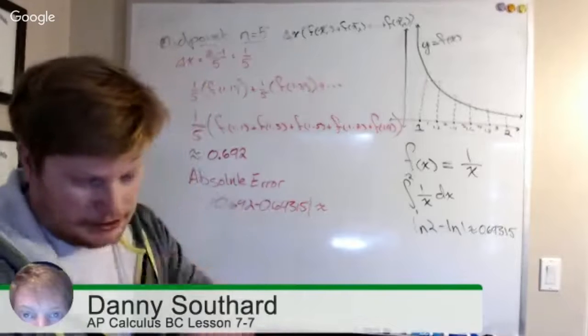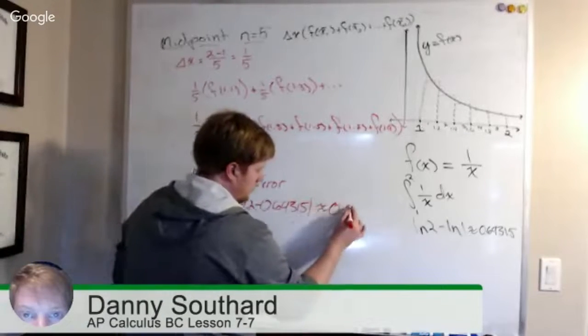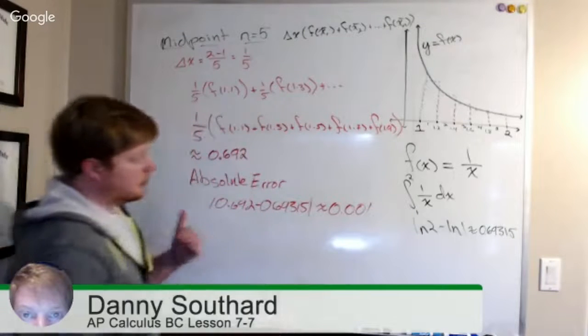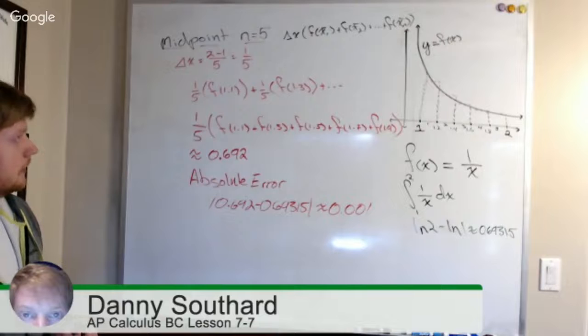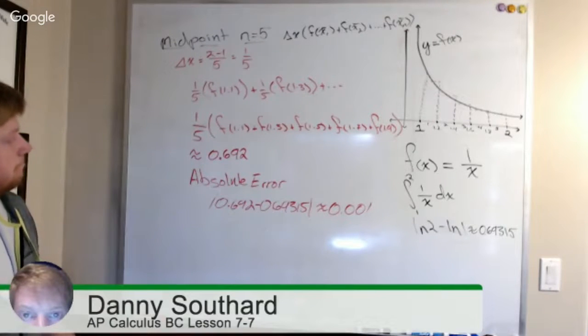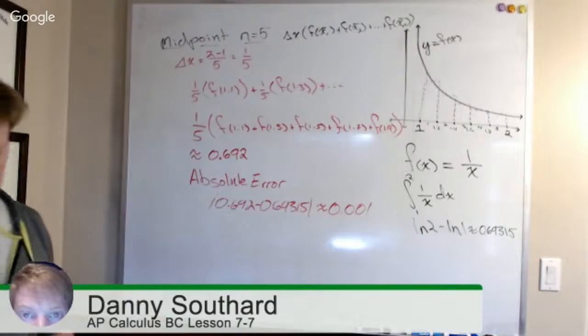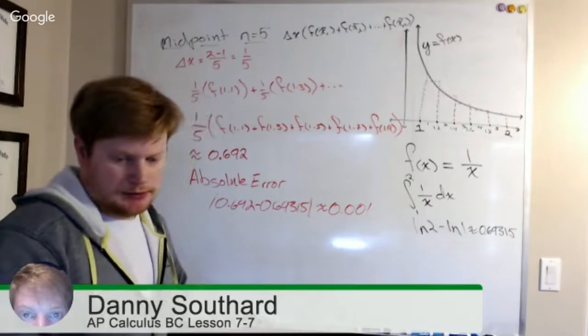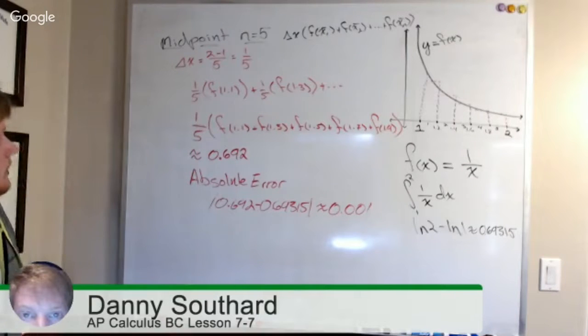And I have that as, so that's pretty good. That error is pretty good. There isn't too much. So this is a decent approximation. Okay. All right. Now let's look at the trapezoidal rule.